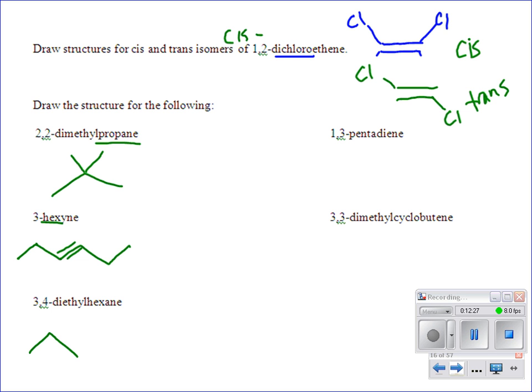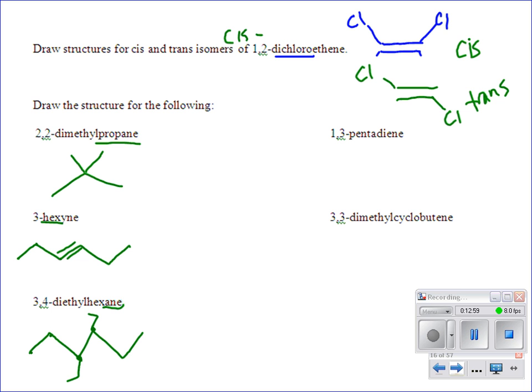3,4-diethylhexane. 1, 2, 3, 4, 5, 6. There's our hexane. It's ane, so we leave the bond single. Diethyl, we have 1, 2, we have 1 on 3 and 1 on 4. So what does an ethyl group look like? 2. Don't care what direction you draw the little hooks, it doesn't matter. Now I'm not going to test you on this one, but try it. Just try it. It's not hard.